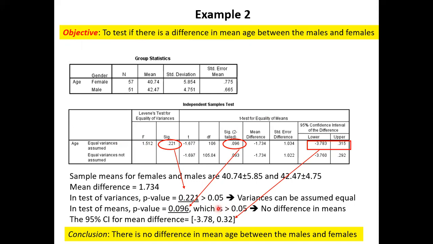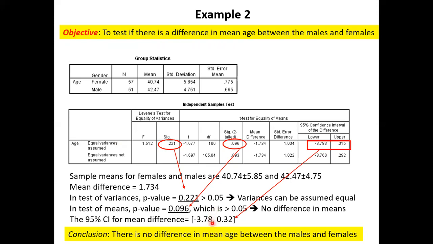0.096. More than 0.05? Yes. That means no difference. I mean the difference is not big. Look at the interval. From negative to positive, isn't it? Where does zero fall? Inside or outside?